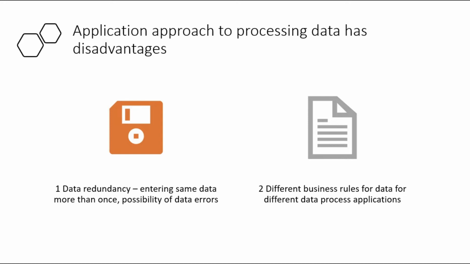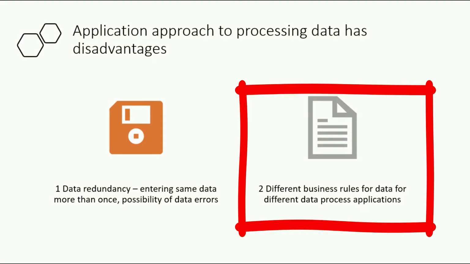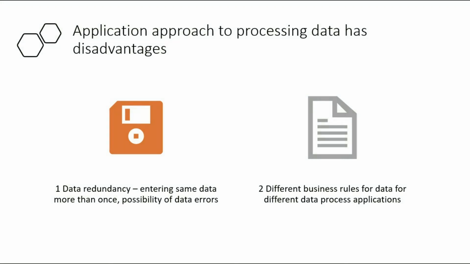And the second is that different business rules would also apply to different applications. The order master data, sales order master data, would have certain business rules, and those business rules would be different from the returns database, and therefore it could be incompatible.